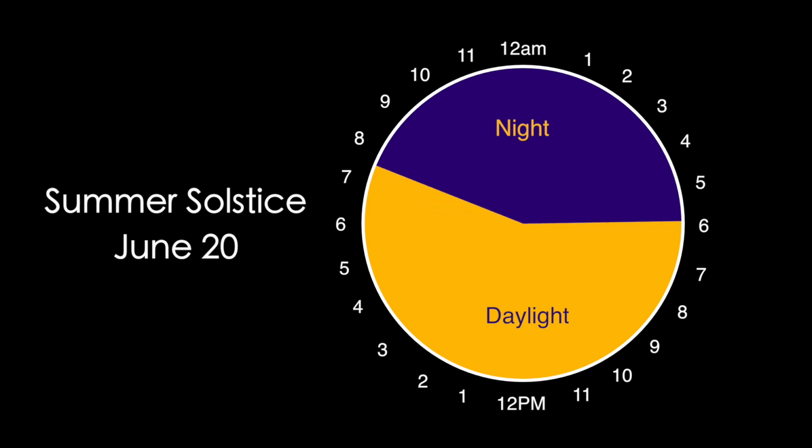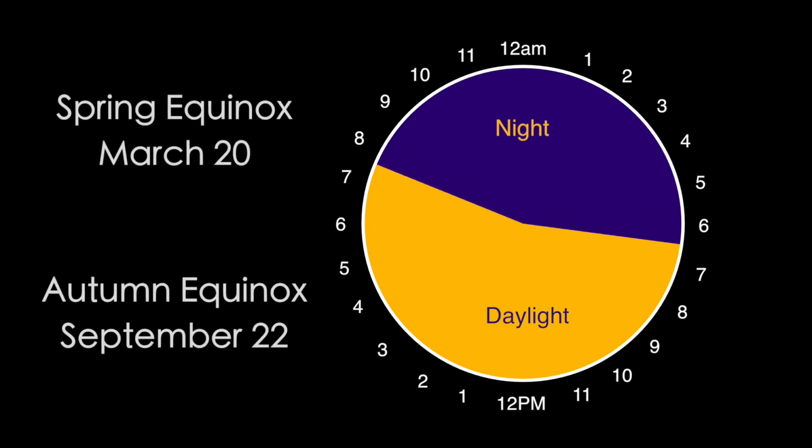Whereas the summer solstice is when we have the most amount of sunlight and the least amount of darkness. Now on the equinoxes, those happen in the spring and the fall. And that's when we have equal amounts of sunlight and darkness.